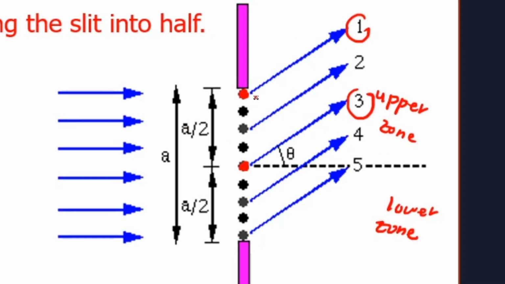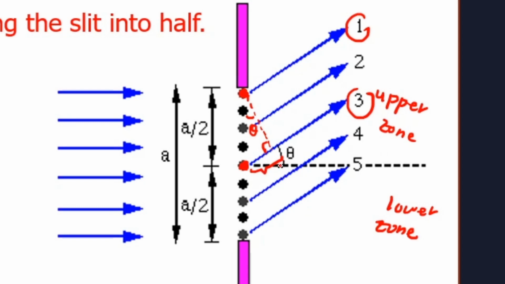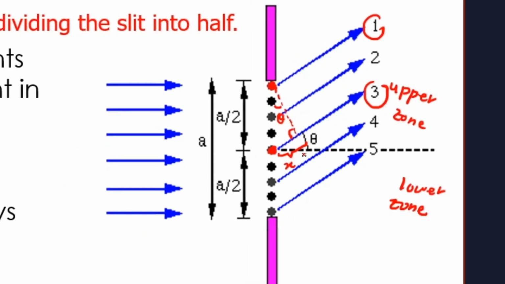Okay, if we draw a line here, let's say this is the 90 degree and this is the angle theta. So this is the path difference. That means wave 3 will travel farther than wave 1 by this amount. Let's say we name it as x.